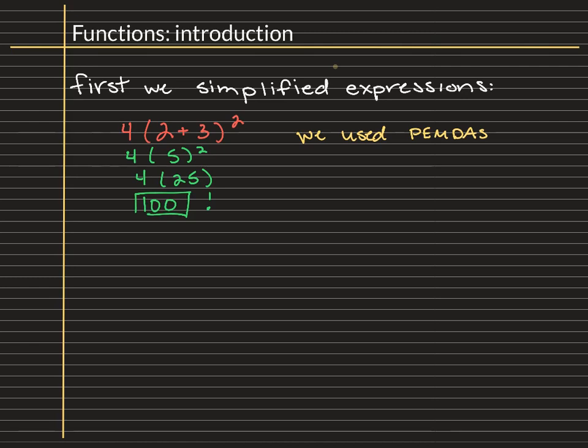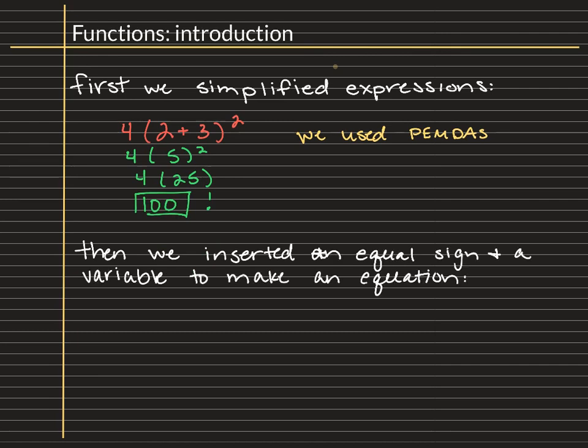After we reviewed how to simplify expressions, we moved on to equations. We inserted an equal sign, we put in a variable, and we had ourselves an equation. So here I have 2x plus 4 equals 16. And then we used inverse operations to solve. Recall that we always get rid of our constant first.